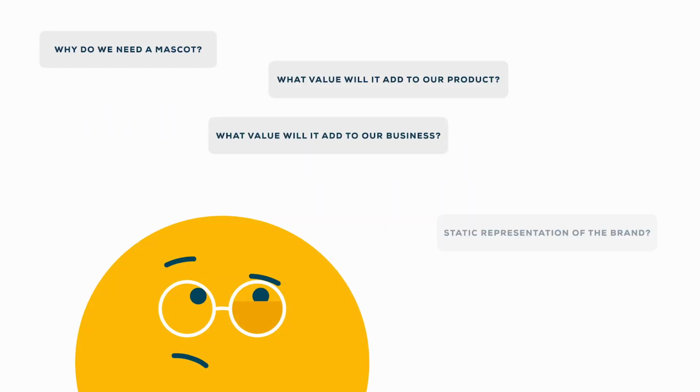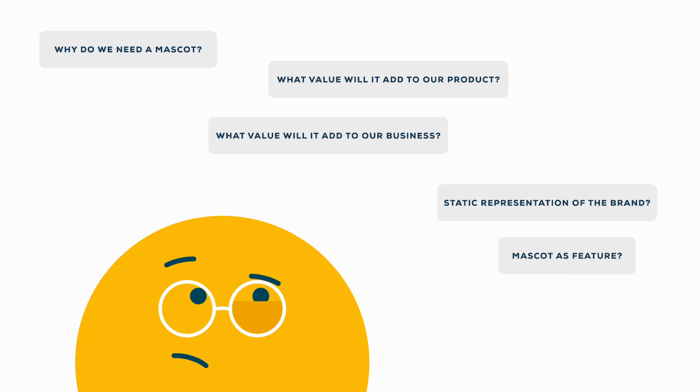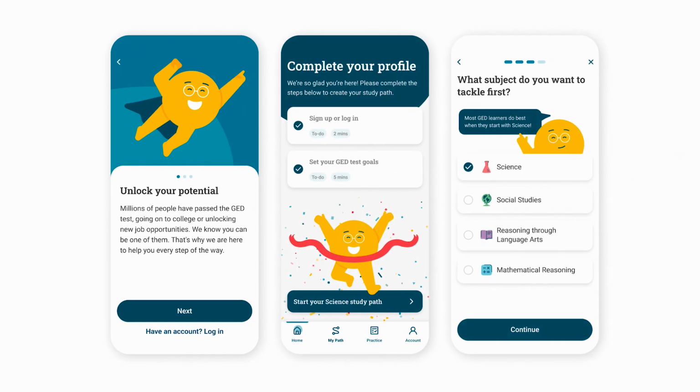The first thing we did, and the first thing I would recommend any product team do, was take a hard look at whether doing the work to bring a mascot to life was going to be worthwhile for our product. You should be able to define, why do we need a mascot? What value will it add to our product, to our business, and what role will the mascot serve in the product itself? Will they be a more static mascot or interact with users directly as a feature? All of this will help to set the guardrails that will guide how your mascot takes shape.